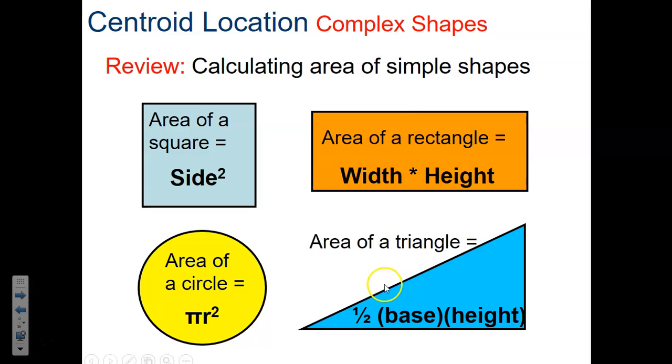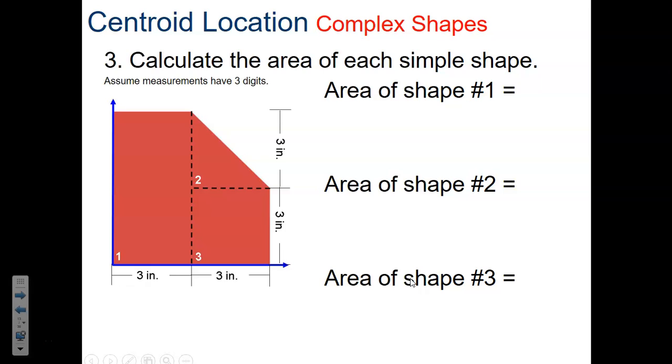And so the area of a triangle is 1/2 base times height. Now again, these should be in your equation sheet. If you don't have one for me, it's in the modules. You can find the equation sheet, and it's got all the formulas for the year and more, including these and pretty much everything that you need.